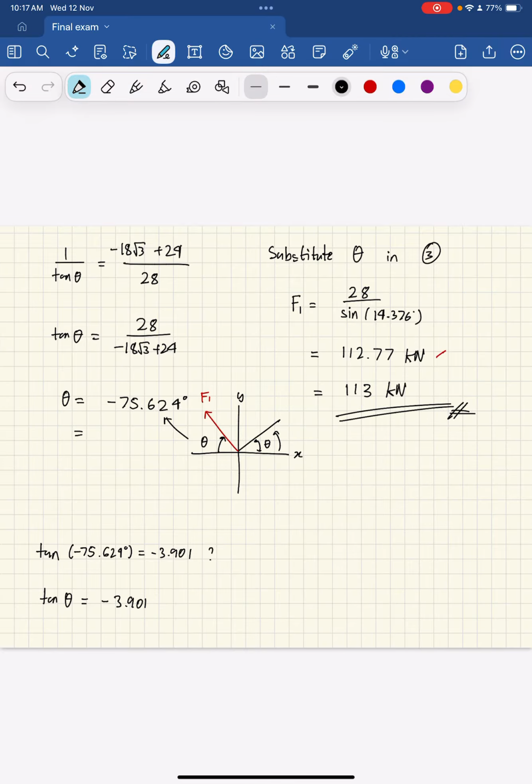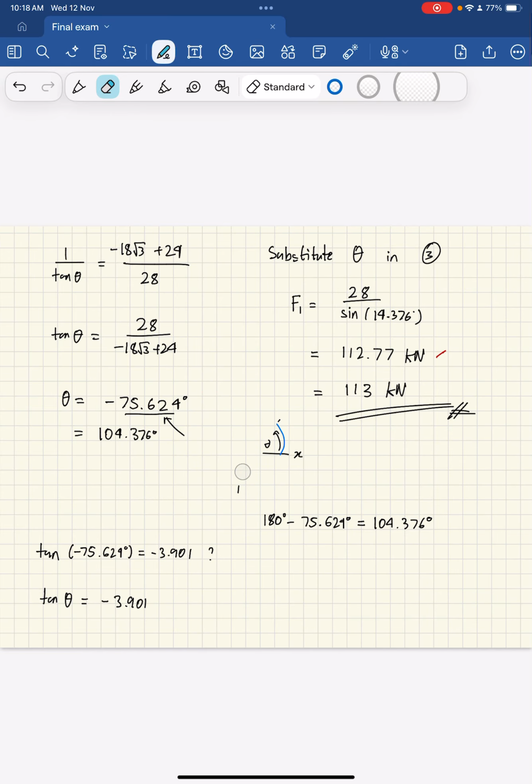So our theta right now is the negative 75.624. But we are interested in the angle from the positive x-axis. How do we find that? We find that by 180 minus that 75.624. It's not minus actually, you just add the negative sign, so it becomes 180 add the negative 75.624 degrees. Then you will get 180 minus 75.624, which should be 104.376 degrees.